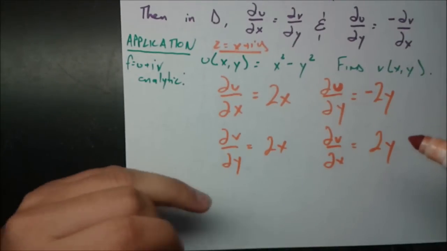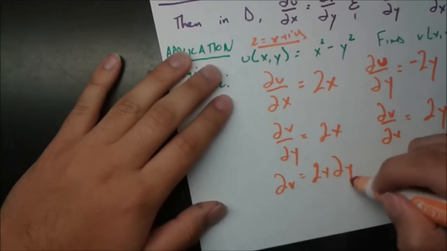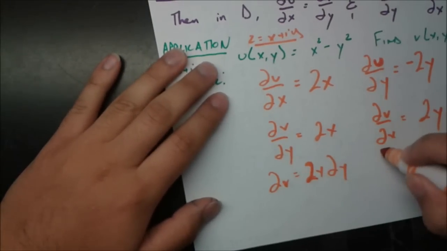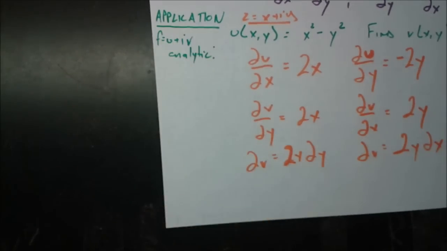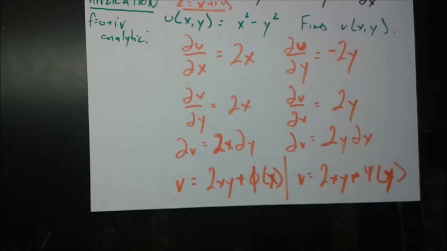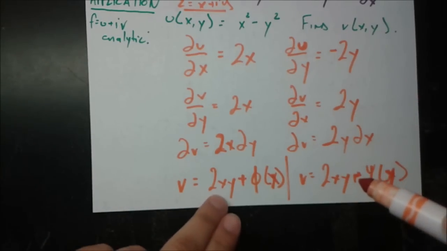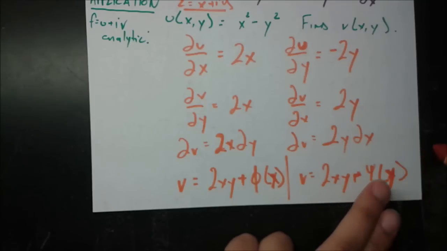Okay, so now what can we do? Now we can rewrite this: dv equals 2x dy, and dv equals 2y dx. Now we can use integration, or just observation with integration, to figure this out. So I carried out our integration, and we have v equals 2xy plus phi of x, and v also equals 2xy plus psi of y.